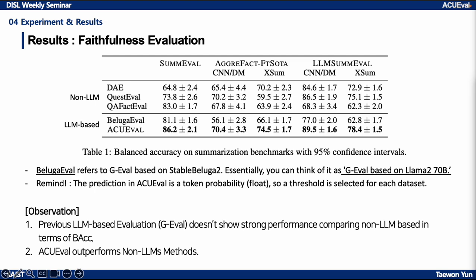Next, here is the table summarizing the evaluation performance of ACUEval. If we apply threshold selection, we generally see that LLMs tend to perform worse than non-LLMs in terms of balanced accuracy. As you see in the table, even after applying threshold selection, ACUEval shows low performance compared to other models. However, ACUEval always achieves stable results across all datasets.